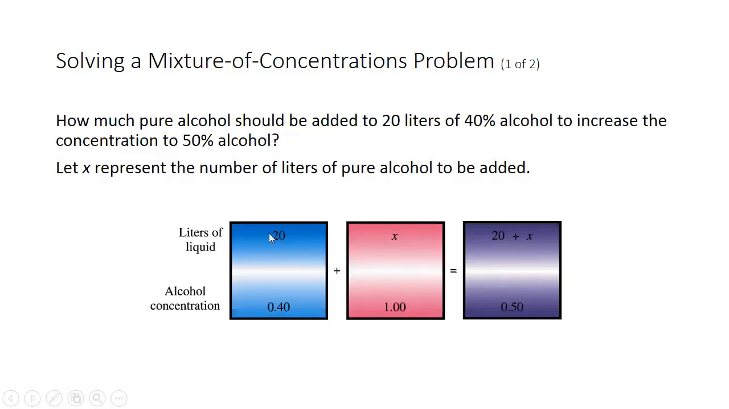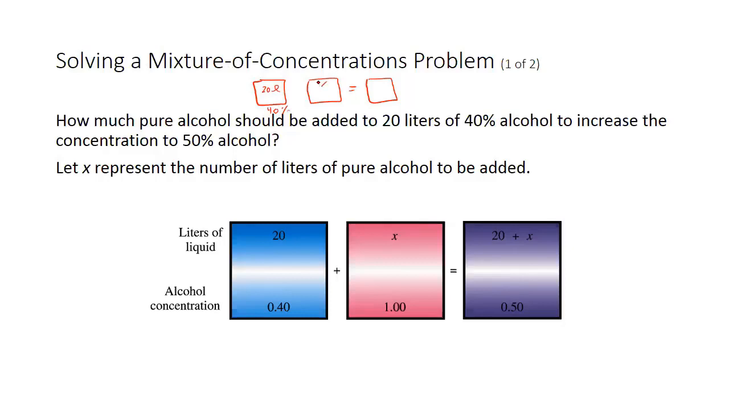So when we add 20 liters plus the unknown x liters, the total must be 20 plus x. And the strength, the concentration of the final product, should be 50%. So basically, you would draw 3 boxes like that: 1, 2, 3. And here we know there are 20 liters. The strength is 40%.